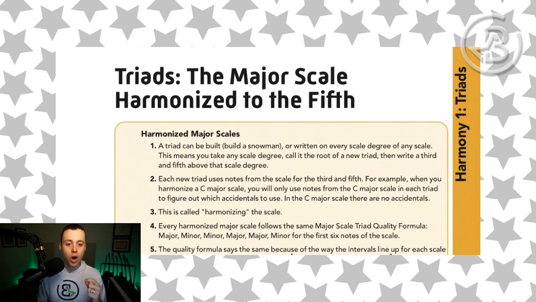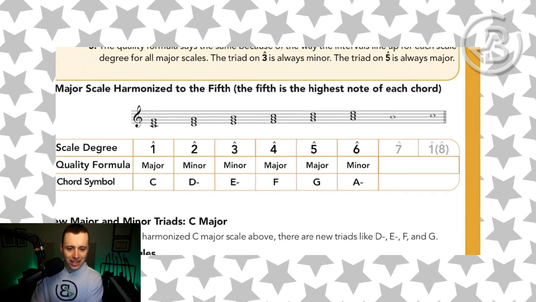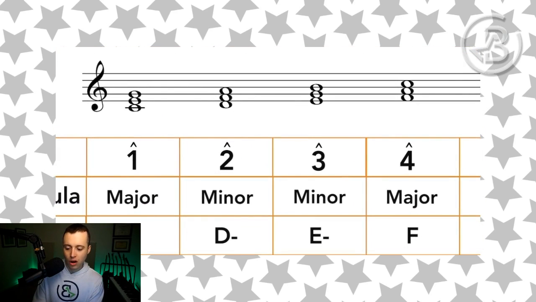So for example, when you harmonize a C major scale, you will only use notes from the C major scale in each triad to figure out which accidentals to use. Or in the case of C major, as we know, there's no sharps or flats, so no accidentals to use. So let's take a peek at what that looks like before we learn the next rules. Now you can see here, we have a C, we have a D, E, F, G, and A. Those are the root notes of each chord.